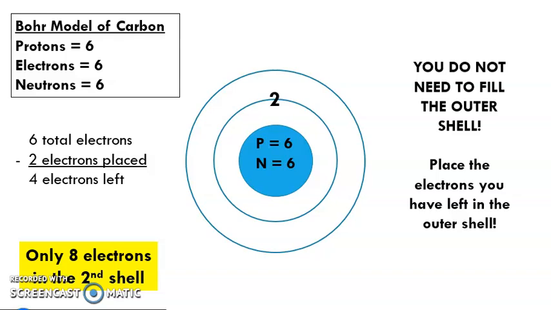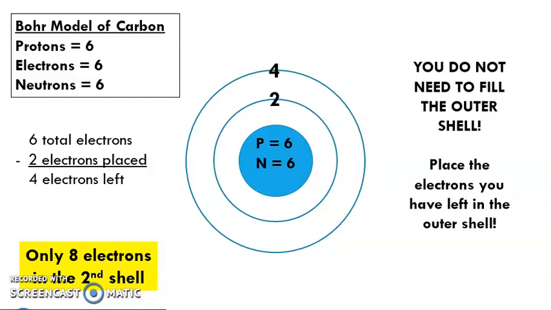Essentially, in this outer shell, you're only ever going to be placing the number of electrons that you have left over. So you can have anything in this particular shell, shell 2, less than or including 8 electrons. So we're simply going to put those 4 electrons that we have left over in the outer shell, and here we've successfully drawn a Bohr model of the atom.